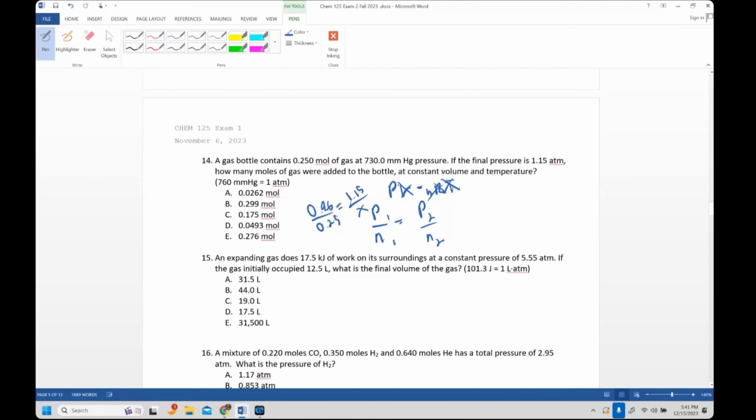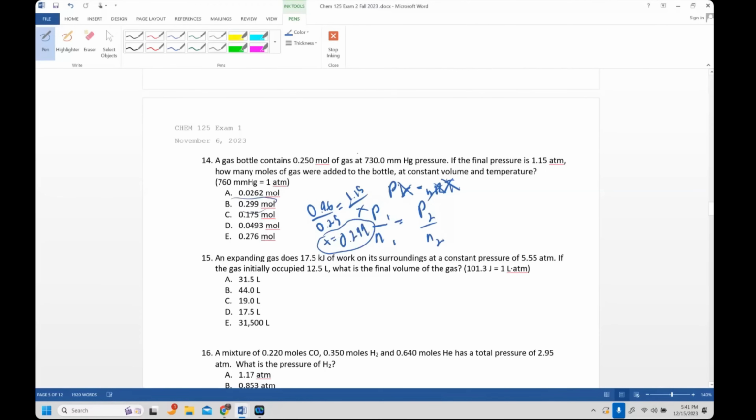What we can say is, we could also use the, well, no, we cannot use the combined gas law because that does not involve moles. So if we solve for this, we get 1.15 times 0.25 divided by 0.96 gives us X equals 0.299. Now, that is one of the answer choices, which I probably threw off a few of you. 0.299 moles is the final amount of moles.